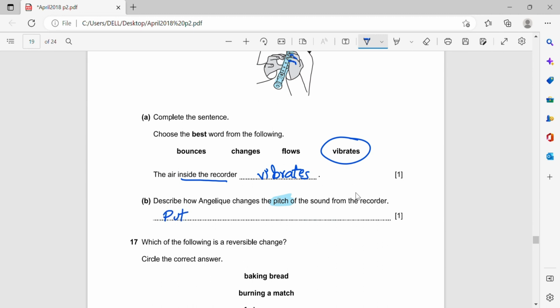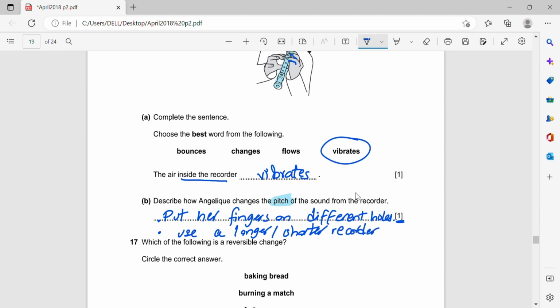Put her fingers on different holes. لو كتبت كده يبقى خلاص enough لأن it's out of one mark. ممكن حد تاني يكتب use a longer أو shorter recorder. ممكن برضو option نكتب remove fingers from the holes.